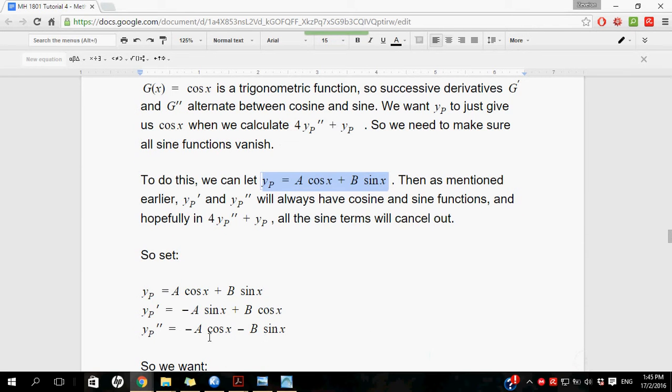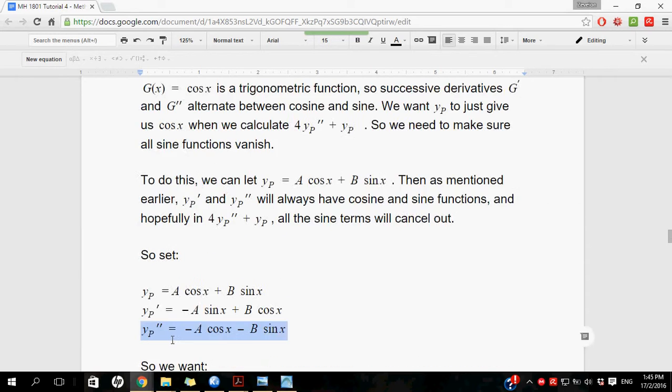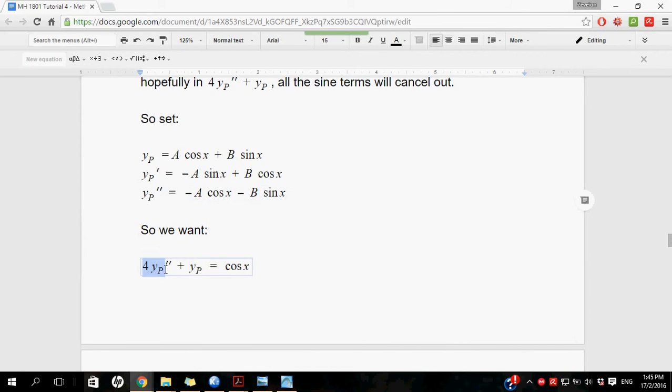So solving the derivatives, yp prime will be this: cosine x gives us minus sine x, and sine x gives us cosine x. In a similar way, we calculate yp double prime: minus a cosine x minus b sine x. And we shall take these derivatives and substitute them into the left hand side. Upon doing that, this should be what we must get on the right, g of x.